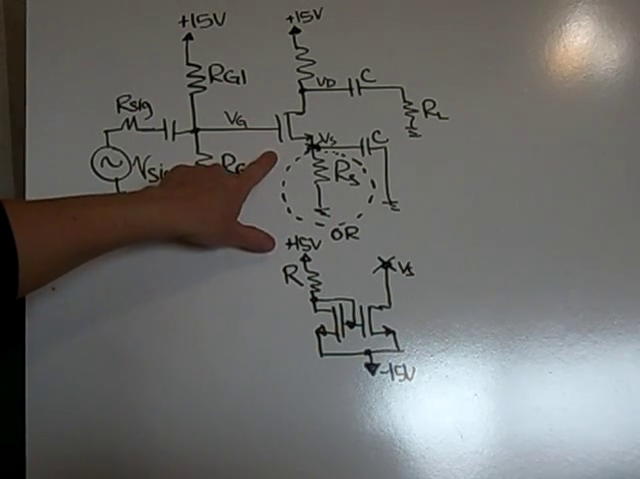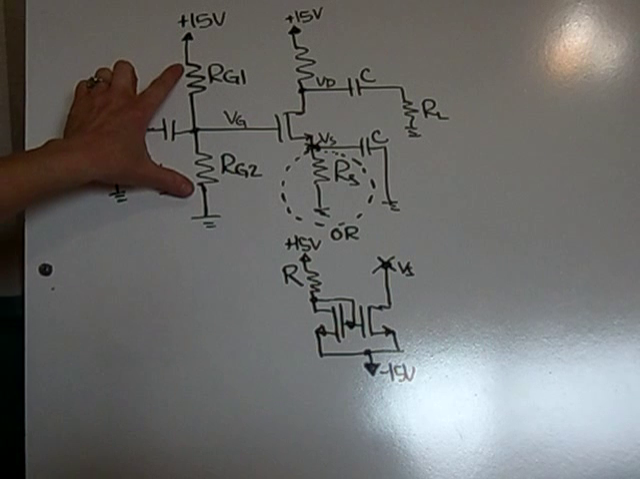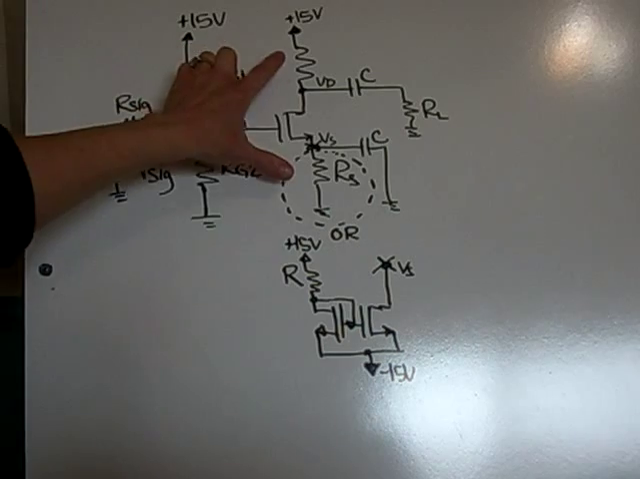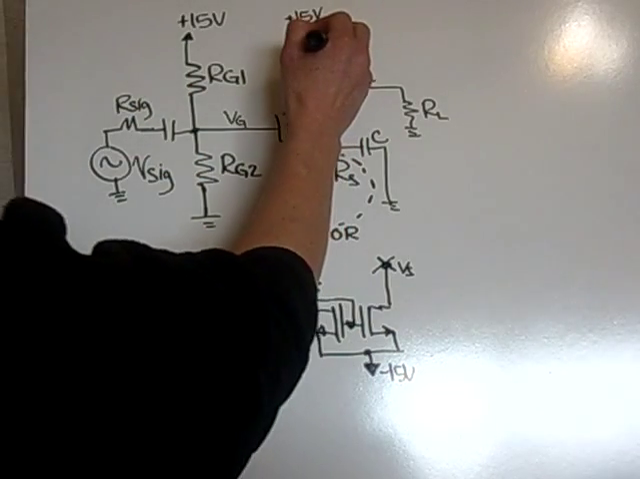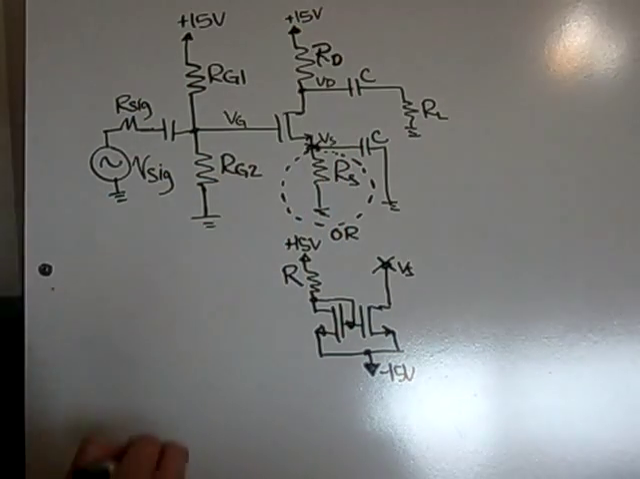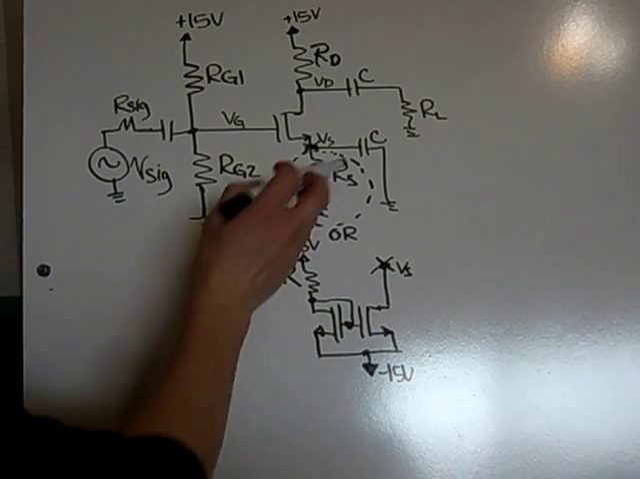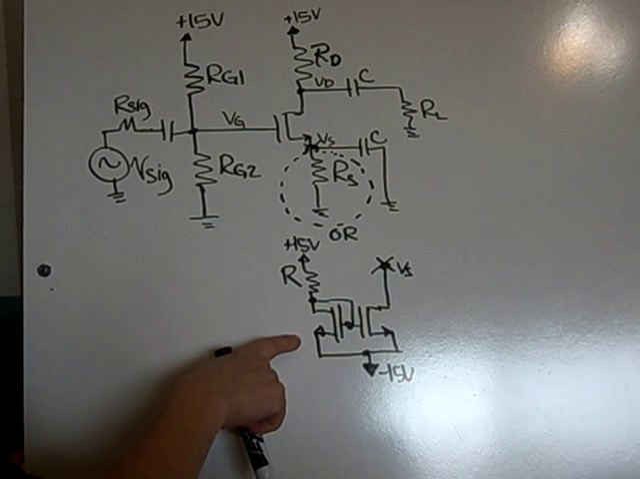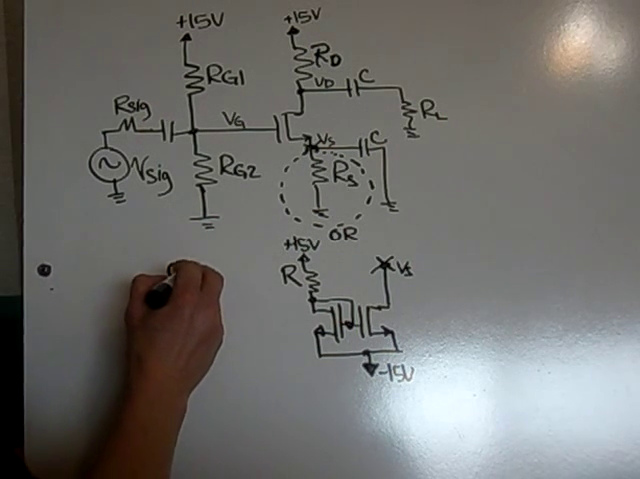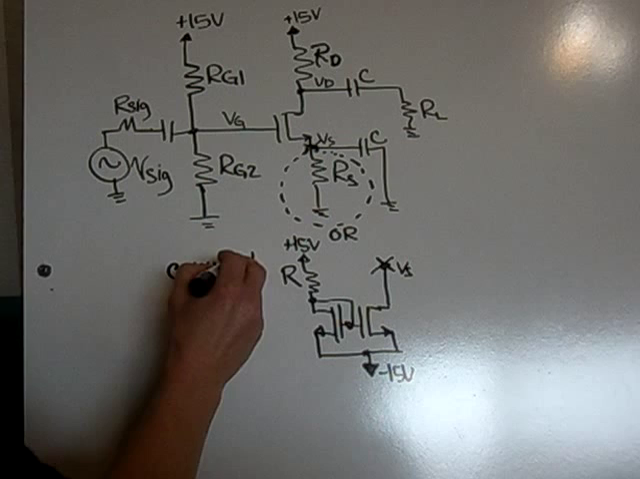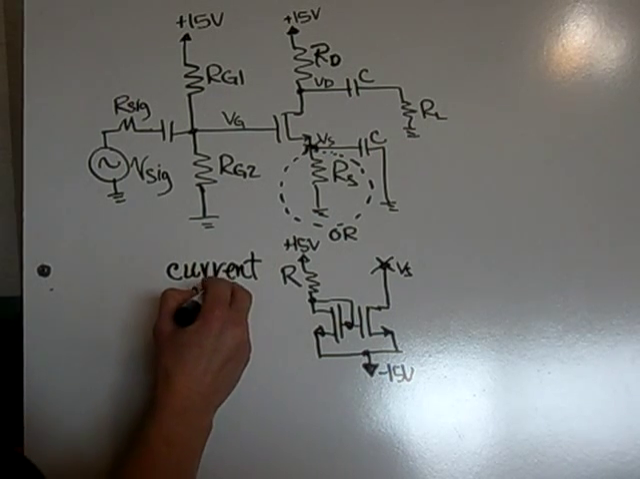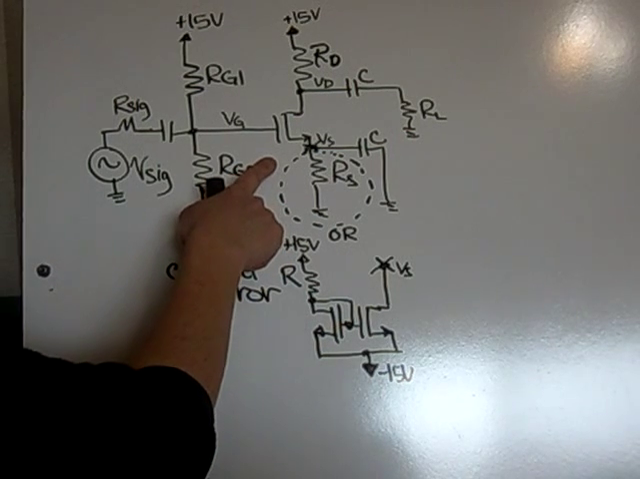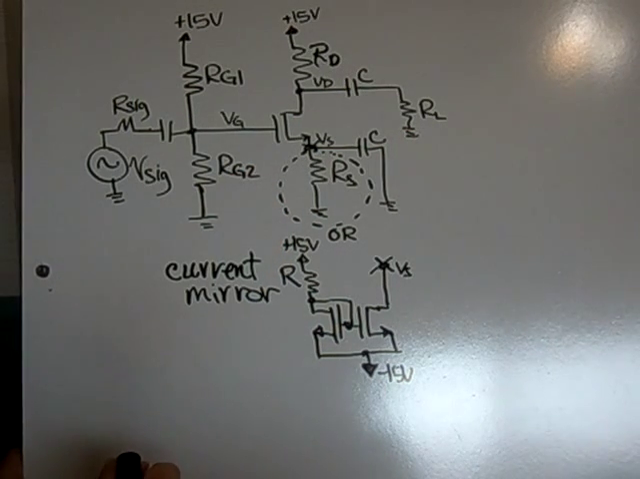In the lab you did this type of configuration where you biased the gate by 2 resistors, and then you had RD and RS. Another configuration would be, instead of RS, you could bias the transistor using a current mirror. So either configuration will work. I'm going to go over this one, which is the one you did in the lab.